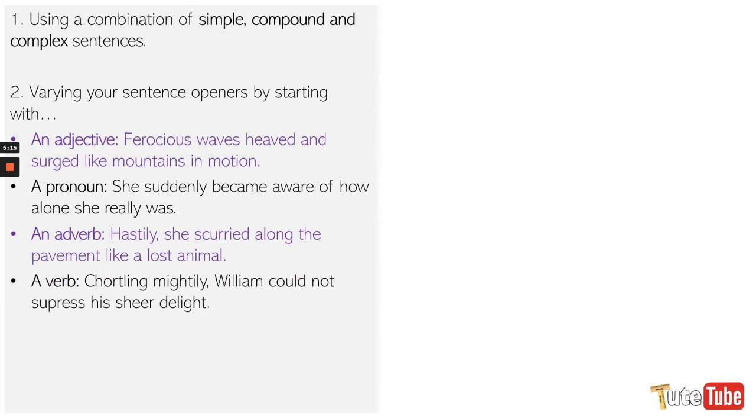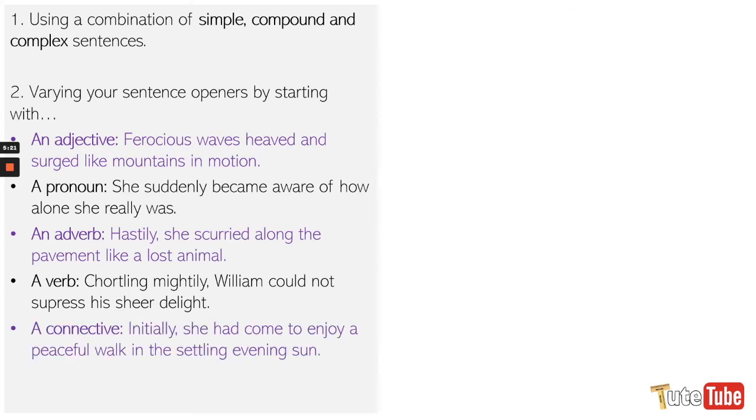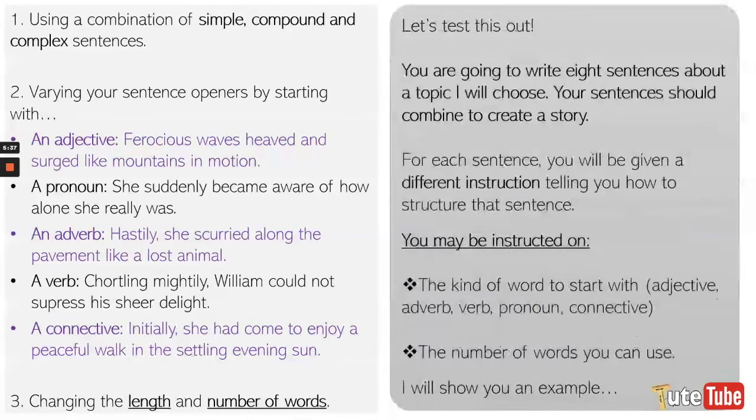You could start with a verb maybe. Chortling mightily, William could not suppress his sheer delight. Or a connective. Initially, she had come to enjoy a peaceful walk in the settling evening sun. The third thing that you can do to change a sentence structure is to change the length and the number of words, just as I showed you in the example in the previous 2 slides.